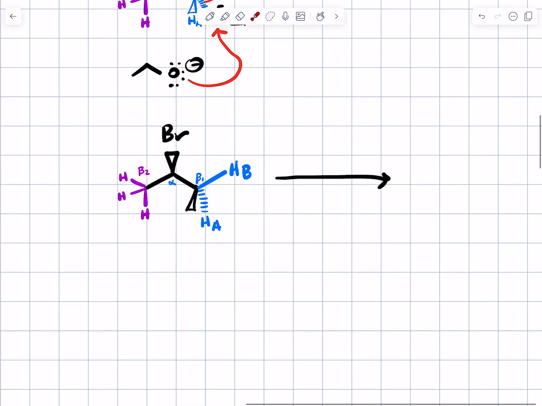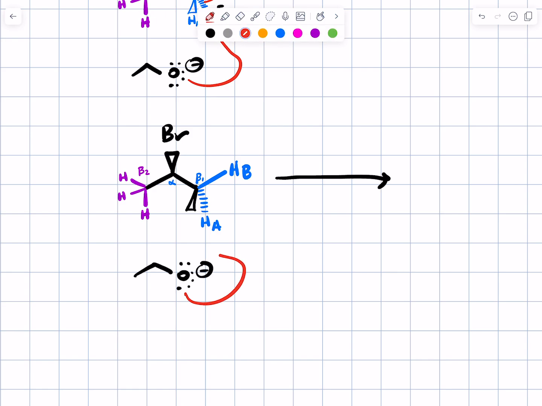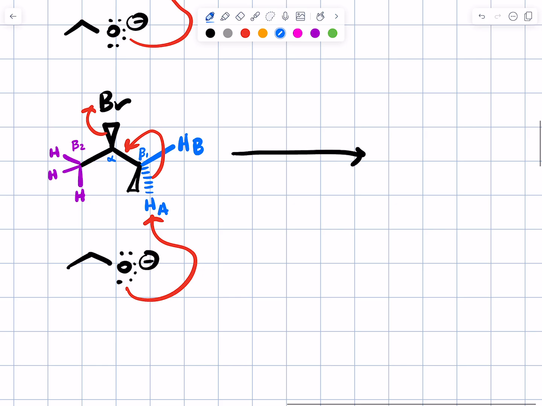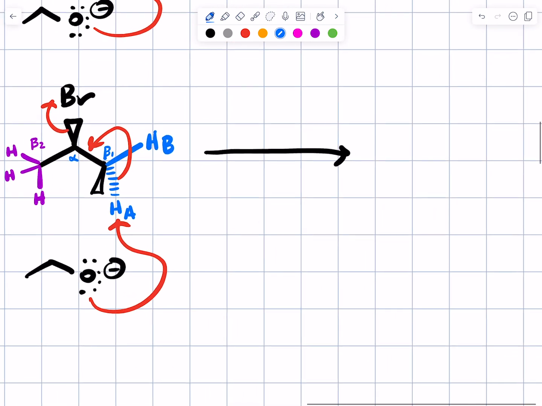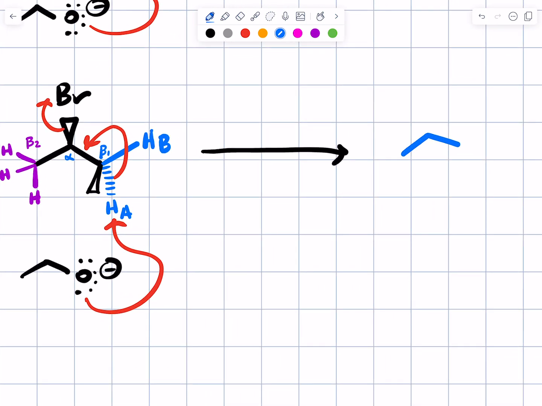What that means is when the base comes in and removes HA, and we form the new pi bond and the leaving group leaves, those two methyl groups which were on the same side of the molecule have to still be on the same side of the molecule. And so now the product we get from removal of HA is the cis stereoisomer.